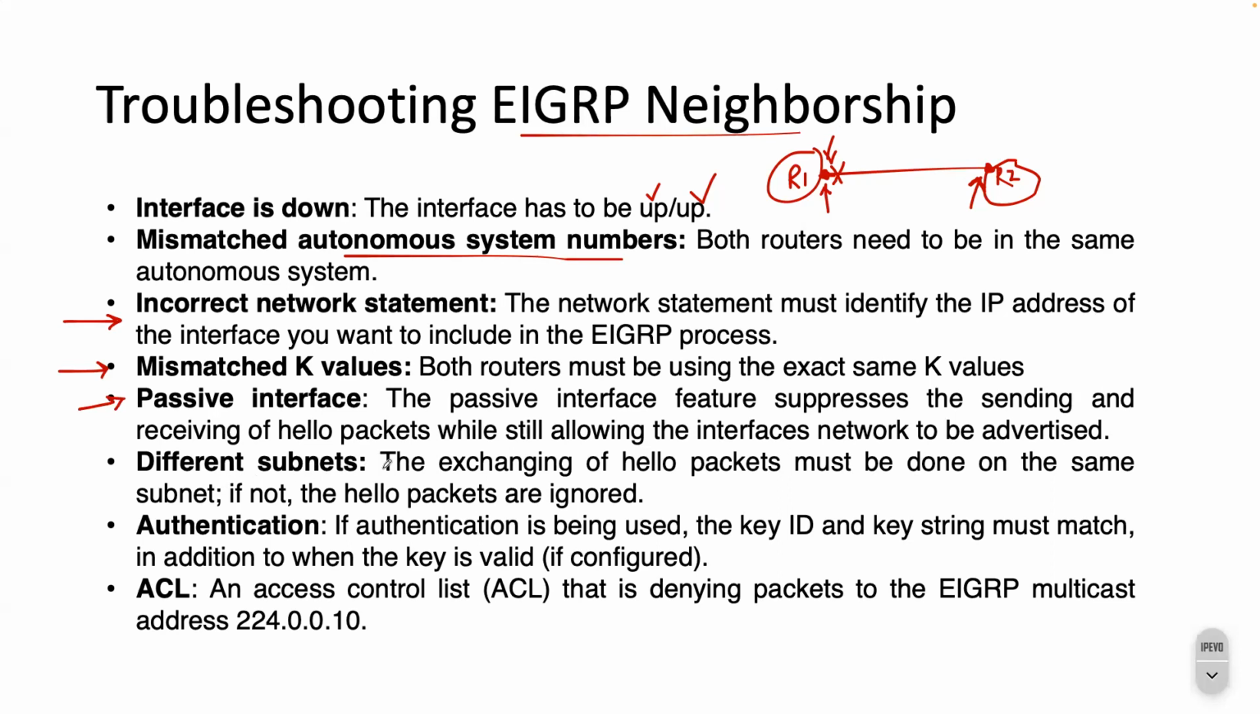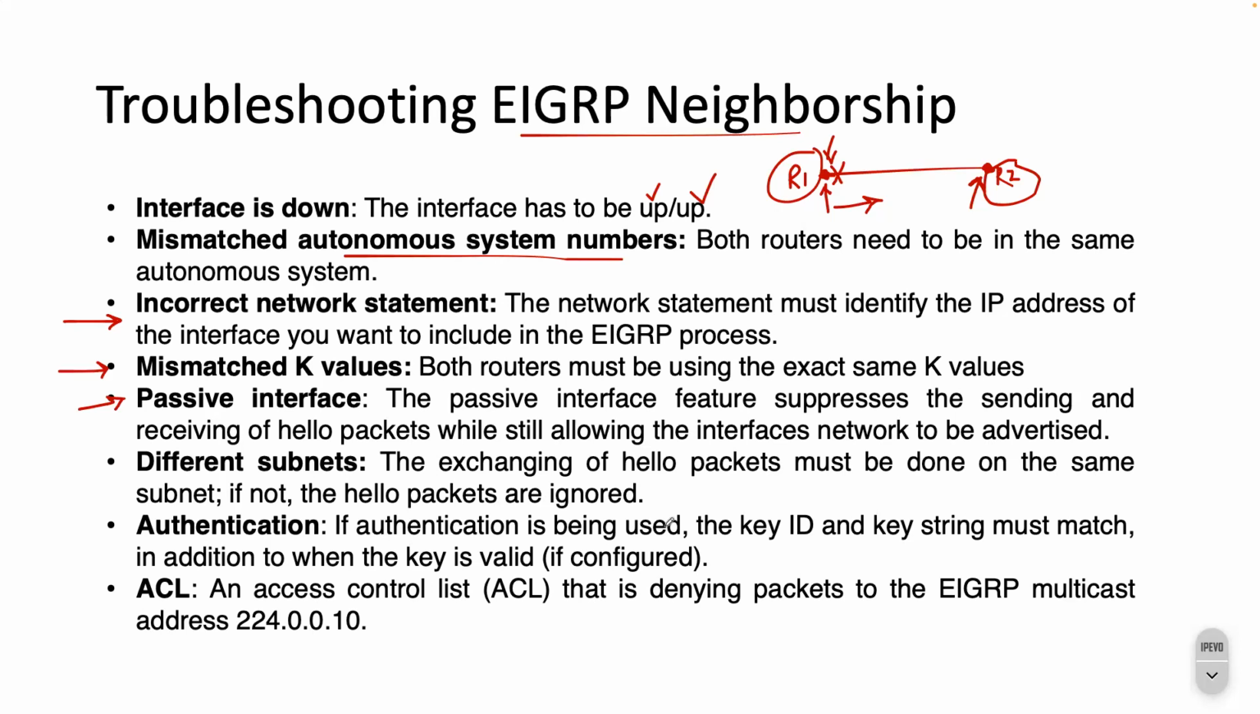Different subnets. Exchanging of hello packets must be done on the same subnet. If not, hello packets are ignored. You remember we spoke about that, along with your hello packets it does send your subnet mask, VLSM support. So that subnet mask should match between these two interfaces in order to form your EIGRP neighborship. Otherwise your hello packets are ignored.